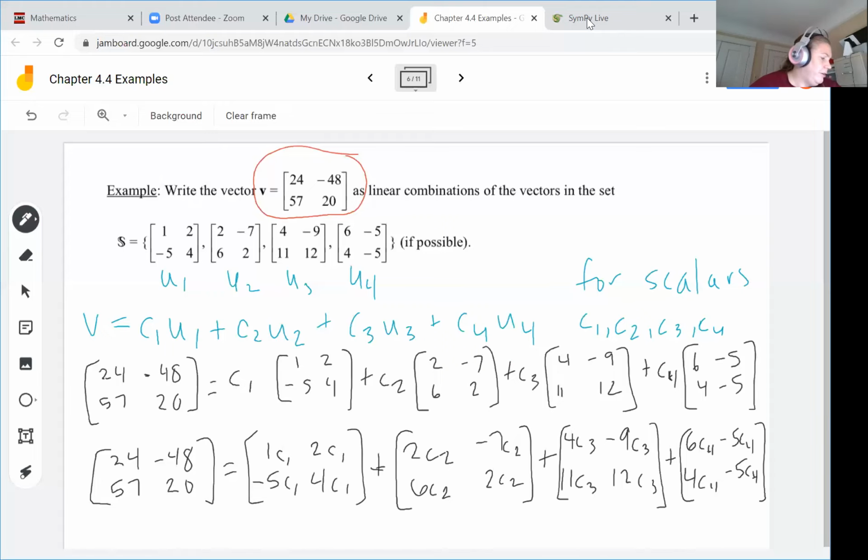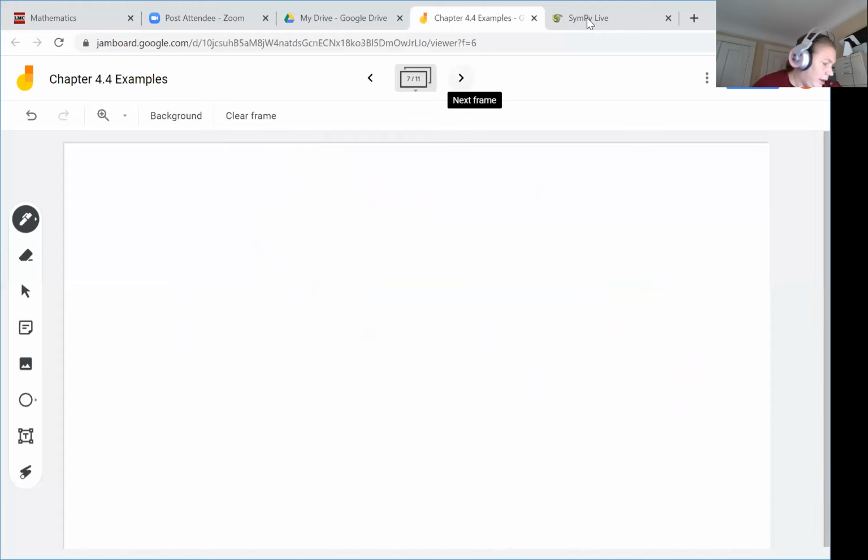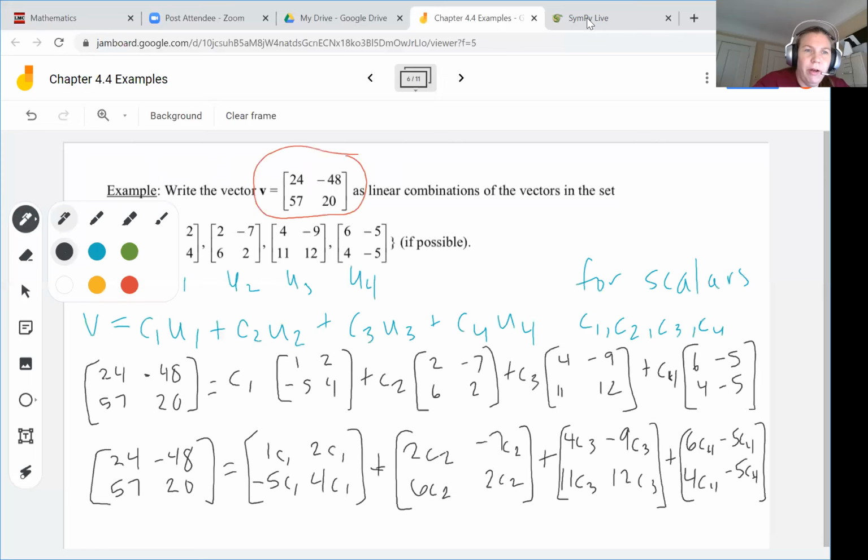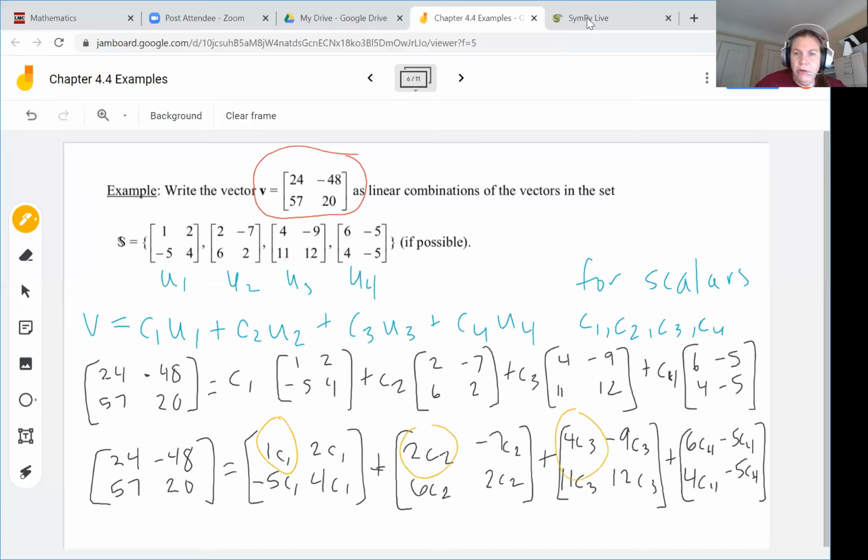So we're going to head over to get a system and a resulting matrix. So our system is going to be 1C1 plus 2C2 plus 4C3 plus 6C4 equals 24. So these are the values from all of the first entries in these 2 by 2 matrices.